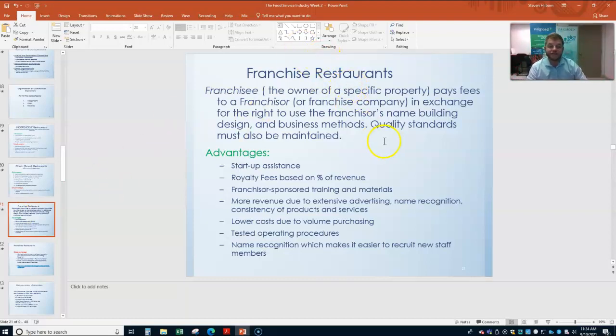So the franchisee is the owner of that specific property, and they pay fees to the franchisor, or the franchise company. Dairy Queen, they're all franchised. So if you are the Dairy Queen company, you get paid by the franchisee, the person who wants to open up a Dairy Queen, or McDonald's or Tim Hortons. These are all franchises. In exchange for the rights to use the franchisor's name, building, design, and business methods, quality standards must also be maintained.